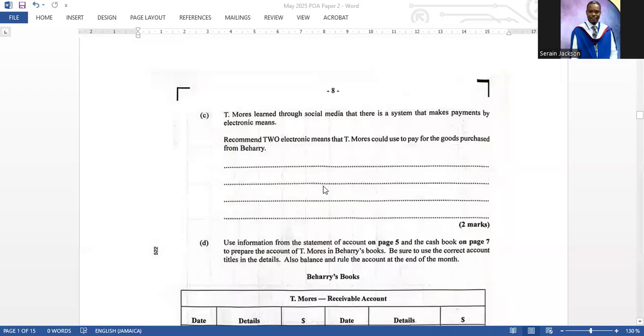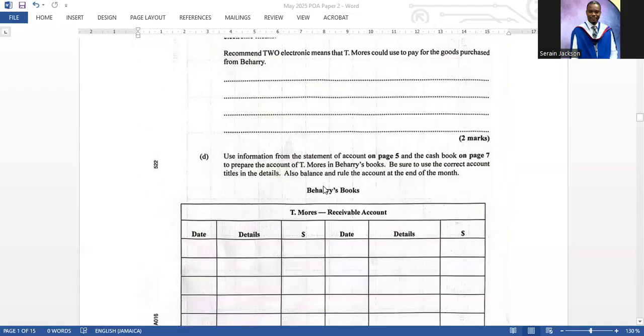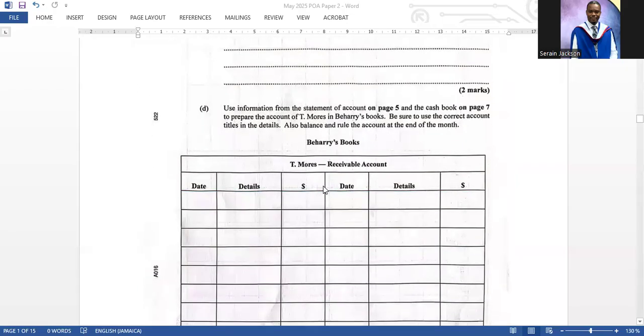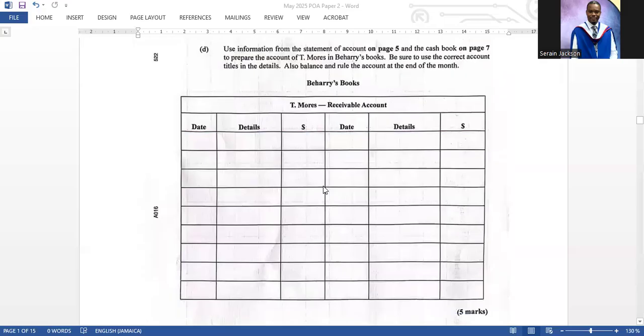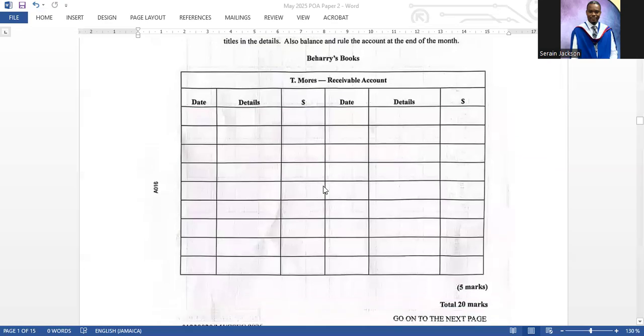All right. Continuing, part C of the question, you have a 2-mark question. That's a theory question. Pretty simple though. Then part D of the question is worth 5 marks, where they're asking you to show the debtor's account, right? So they want you to show his account, and that's 5 marks. I think that is pretty simple.